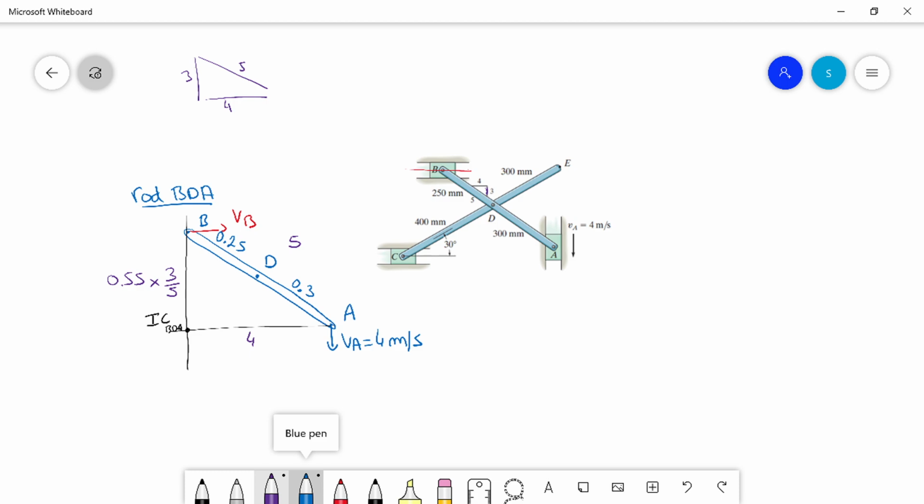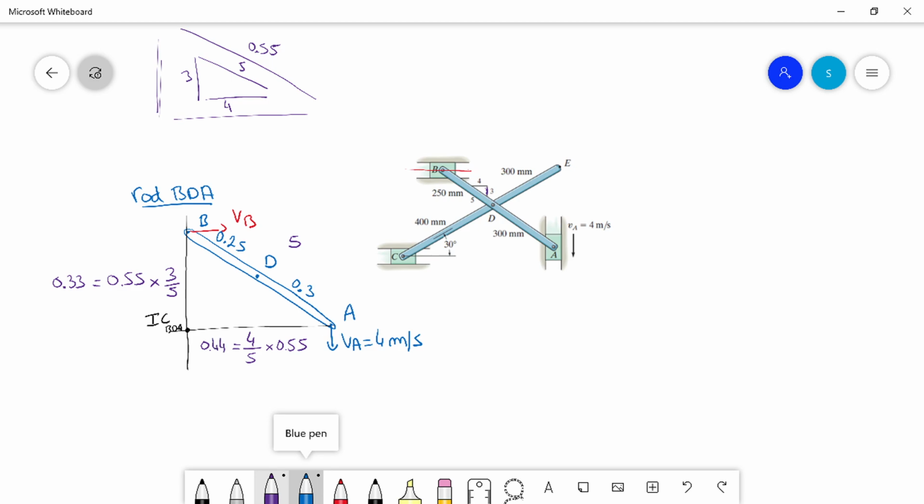So it means that our triangle is proportional to the 3, 4, 5, but with bigger dimensions. If this one is 0.55, this dimension is 3 divided by 5 times 0.55. This is equal to 0.33. And this side is parallel to the 4, so 4 divided by 5 times 0.55. And this side is 0.44.